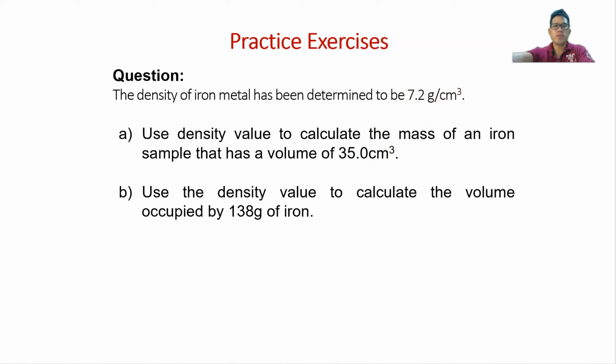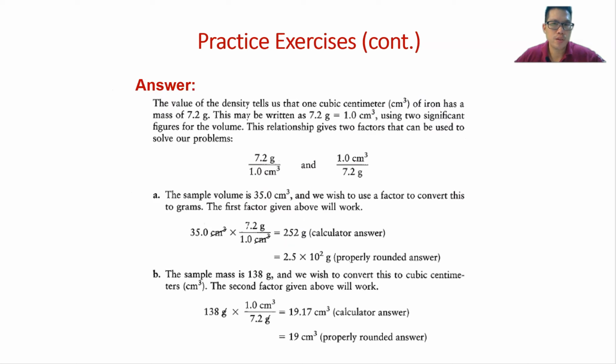Use the density value to calculate the volume occupied by 138 grams of iron. So if you want to look at the volume in cm cube, then directly this number divided by 7.2 grams. So you can see the calculation here. So you get that. You will see that later on.